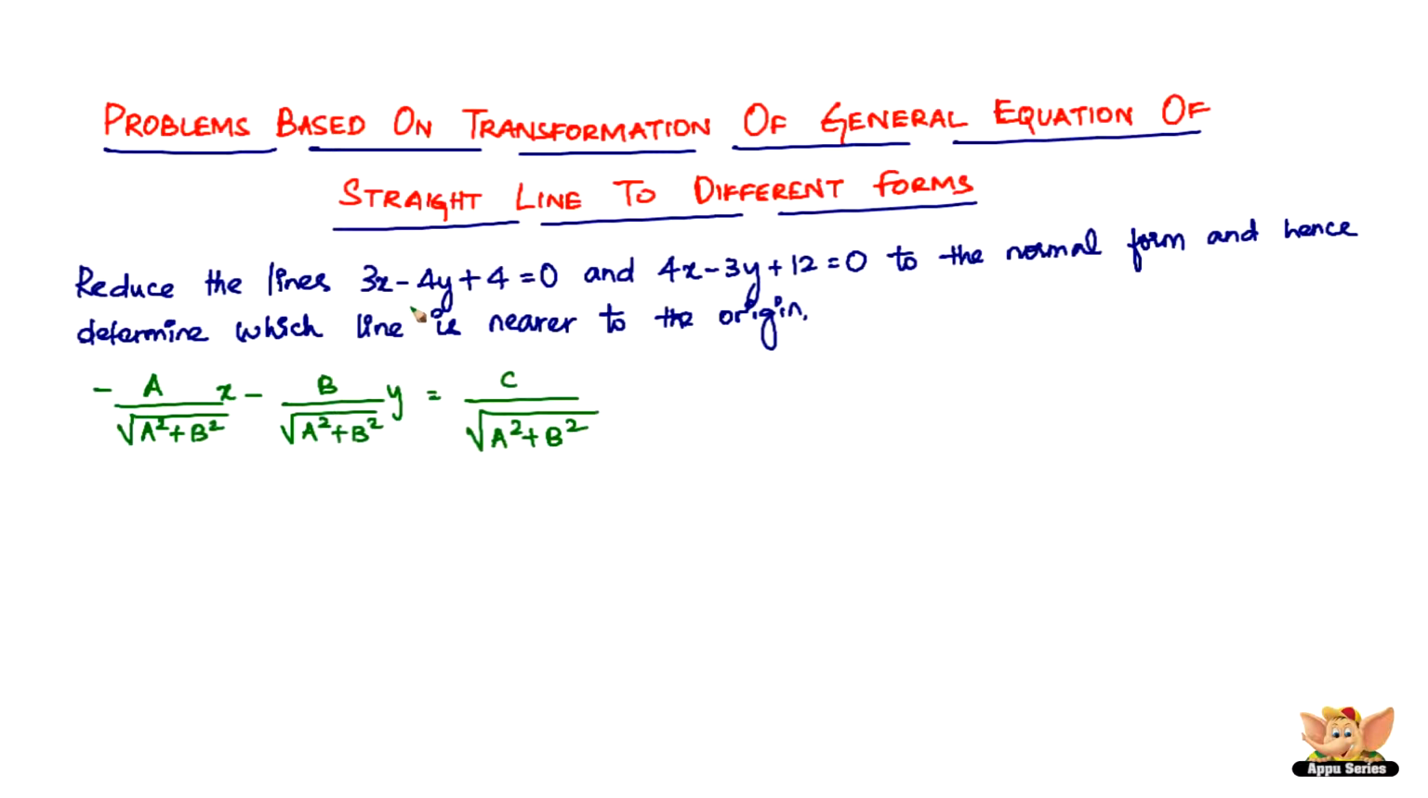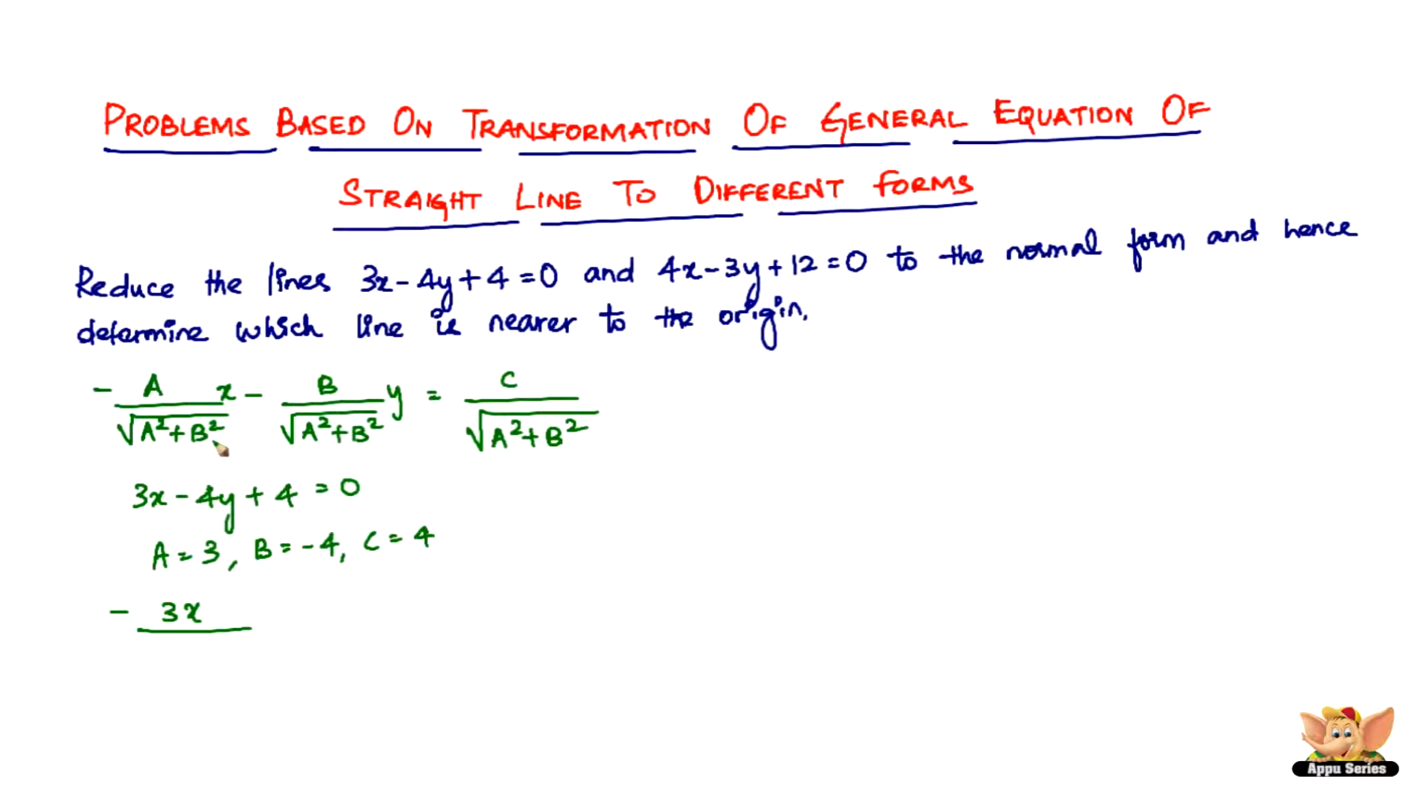Now we have two equations here. First is 3x minus 4y plus 4 equal to 0, where a equals 3, b equals minus 4, and c equals 4, right? So now all we have to do is just substitute these values in this equation, and then we have the normal form. So let's do that now. So we have minus, in the place of a, substitute 3. So we have minus 3x divided by square root of a square plus b square, which in this case will be 3 square plus b square.